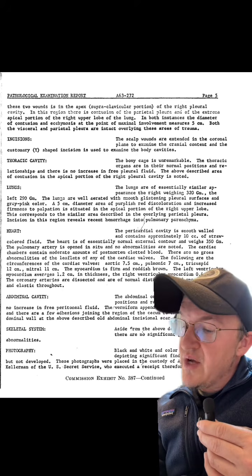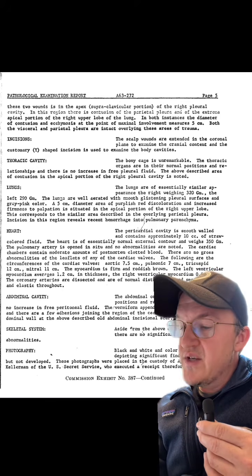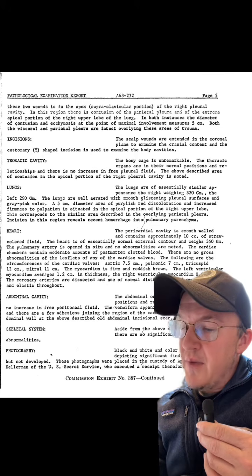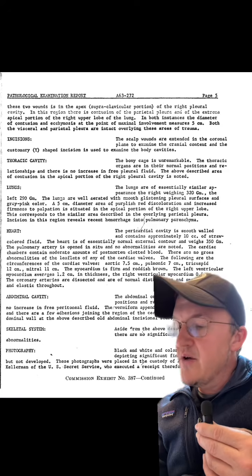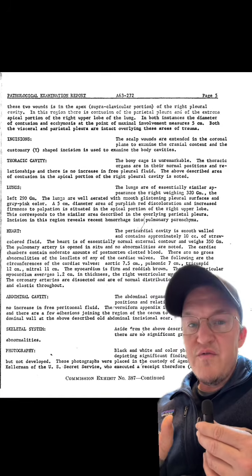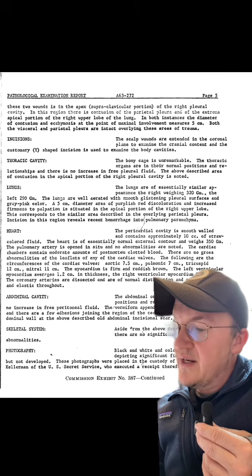The following are the circumferences of the cardiac valves: aortic 7.5 centimeters, pulmonic 7 centimeters, tricuspid 12 centimeters, and mitral 11 centimeters. So basically, we measure the valves in order to see if there's a symmetry or an asymmetry of the heart. The myocardium is firm and reddish brown. The left ventricular myocardium averages 1.2 centimeters in thickness. The right ventricular myocardium, 0.4 centimeter. The coronary arteries are dissected and are of normal distribution and smooth-walled and elastic throughout.